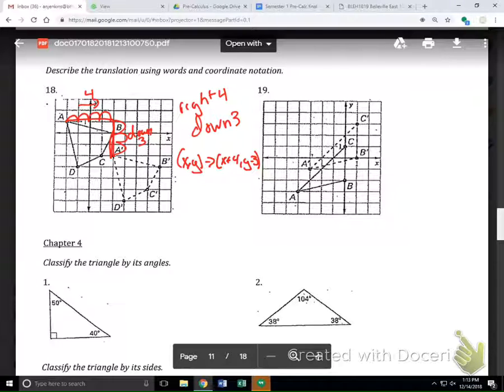The next one, we're going to do the same thing. You pick your point, go to its image, the one with the prime. We see that C goes to C prime this way. So it is right 1, up, how many? 2. We write it again, (x, y), little arrow, (x plus 1, y plus 2).